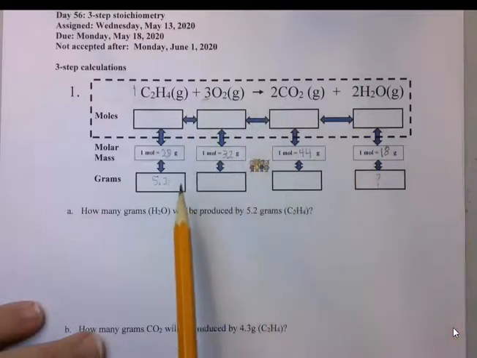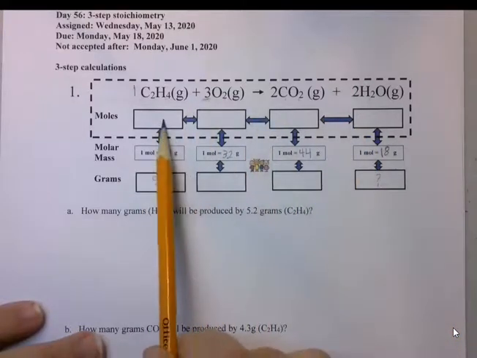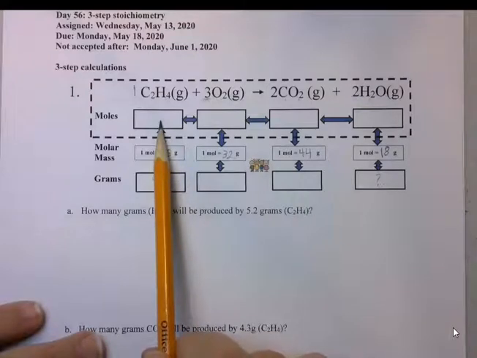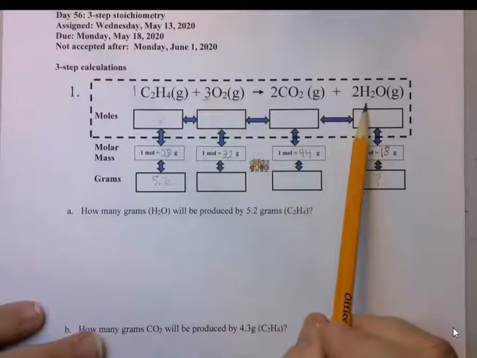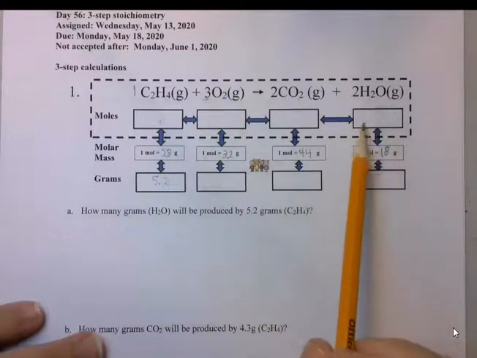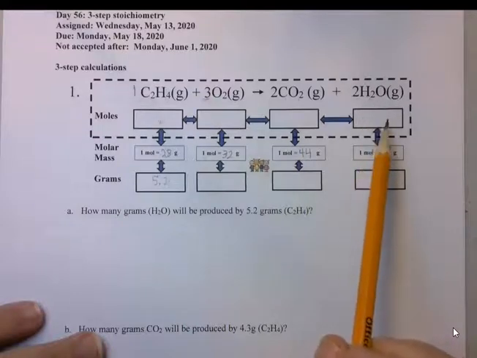So it's 3 steps. Here's the first step. Use the molar mass to get moles of C2H4. Now you go across the equation from C2H4, moles of C2H4 to moles of H2O, and that puts you in this box right here. That's the second step.